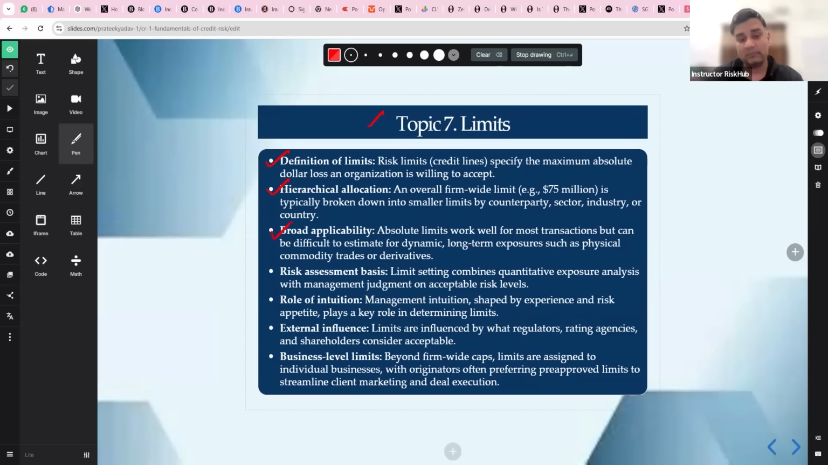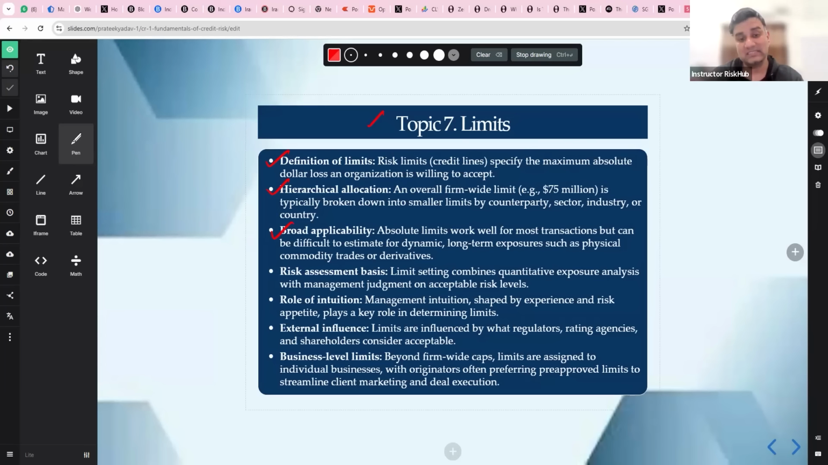Then you look at your broad applicability. Absolute limits work well for simple loans, but are difficult for your derivatives, your long-dated structured products, your commodities. Why? Because your exposure changes over time, EAD volatility. This links to your counterparty credit risk, which is CVA, your potential future exposure, PFE, and your Monte Carlo simulation models.